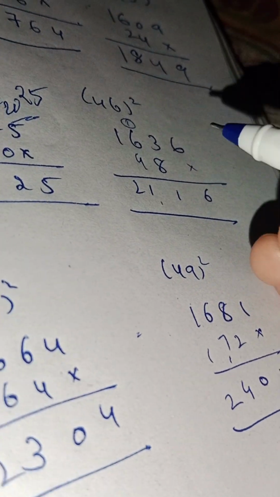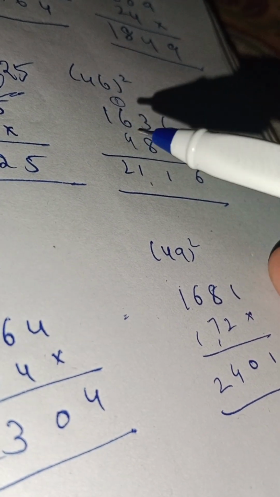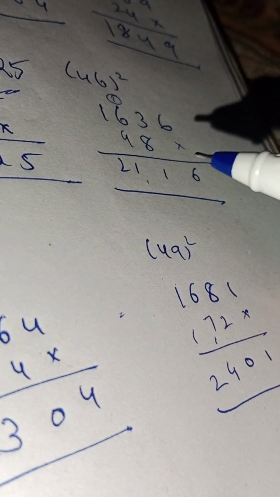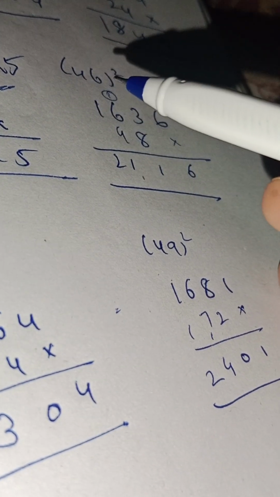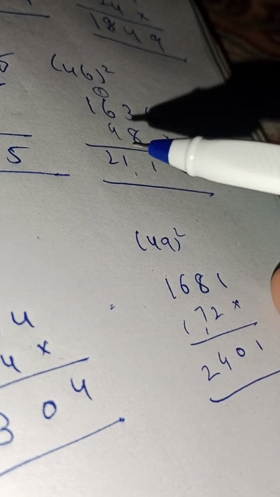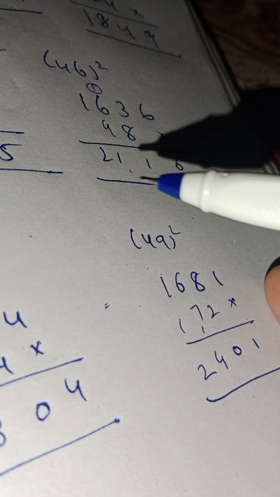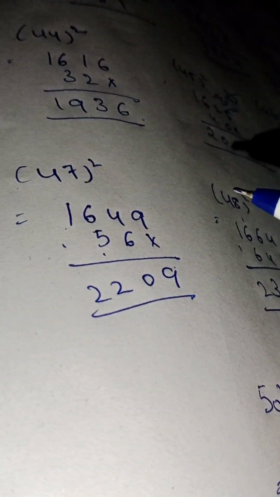Again 46 square. What we have to do for the 46 square, 4 square is 16 and 6 square is 36. And again 4 6s are 24, 24 2s are 48. So if we add this, 6, 8 plus 3 is 11, 6 plus 4 is 10 and 11, 2116. This is the 46 square.